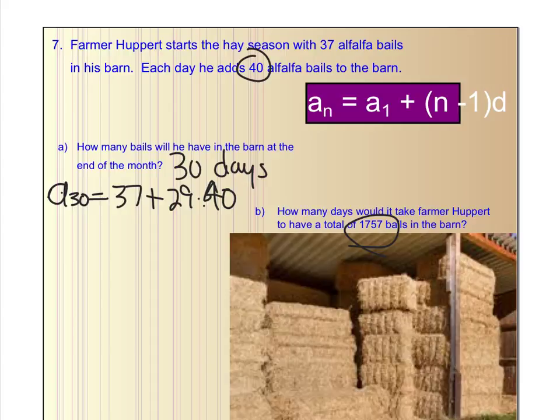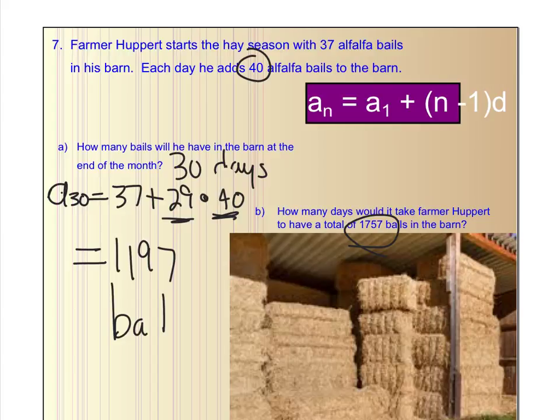All right, so let me rewrite this a little cleaner. He starts off with 37 and adds 40 bales a day for 29 days. When I do that, he's going to have 1,197 bales by the end of the month.